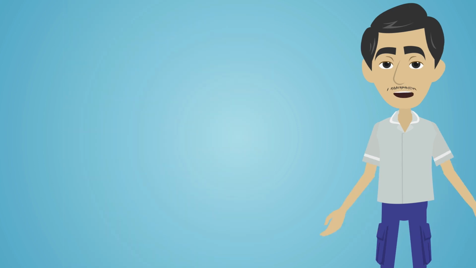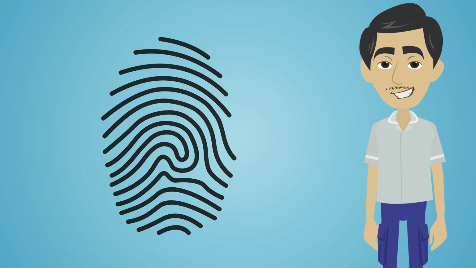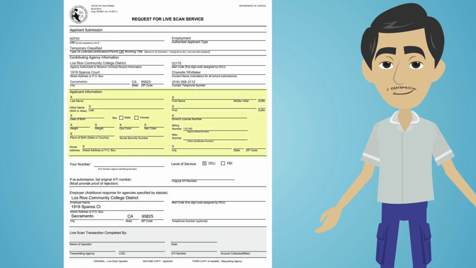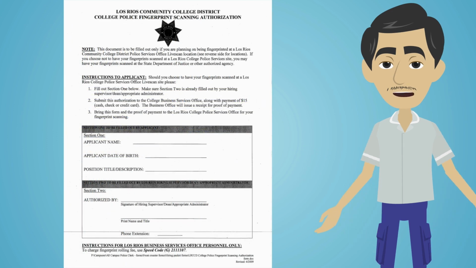Since you are completing documents to be a classified temporary intern, you will need to complete a live scan. To complete a live scan, fill out all values that are marked by an X on the page entitled Request for Live Scan Service, and complete the fingerprint scanning authorization form sent to you by the Design Hub assistant.